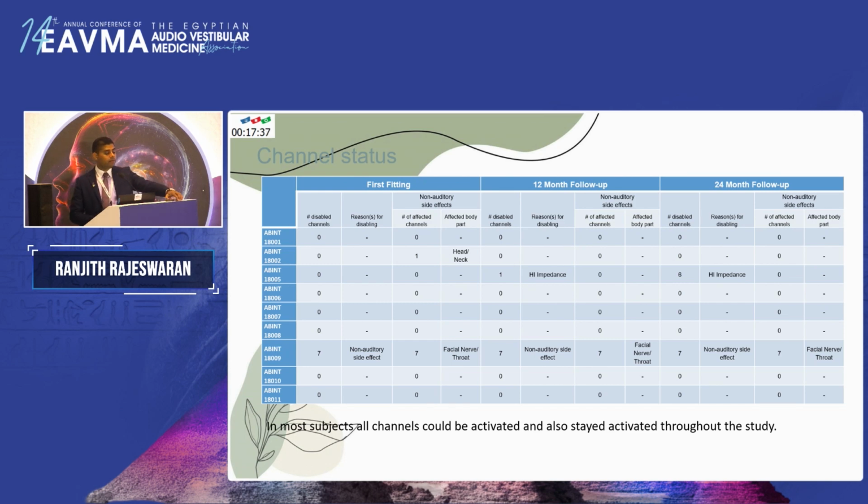Now, this is a slide that talks about the channel status. Out of all these 10 children, there was one child where channel number 7 gave a non-auditory sensation. And this non-auditory sensation was persistent for all 24 months. So, we had to disable this electrode. It's very important. You may have to disable electrodes if they are non-auditory and causing discomfort.